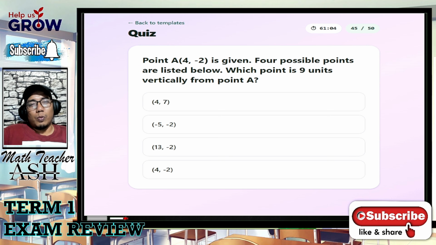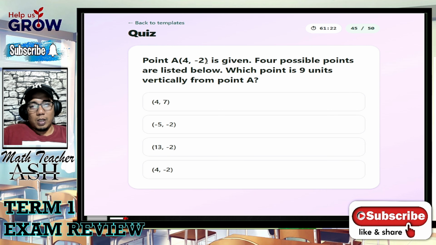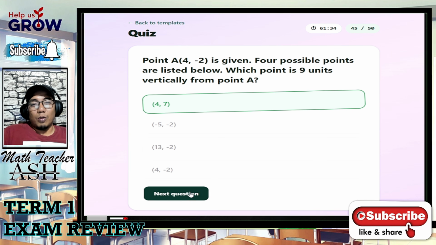Okay, so since we are talking about vertically, we will be focusing on the y coordinate. So negative 2. We have 9 units, so that could be positive, going up, or going down. If we consider going up, 9 plus negative 2 would be positive 7. So (4, 7). Okay, we already have the correct answer, letter A. Let's check. Easy, right? So now let us go to the next question.